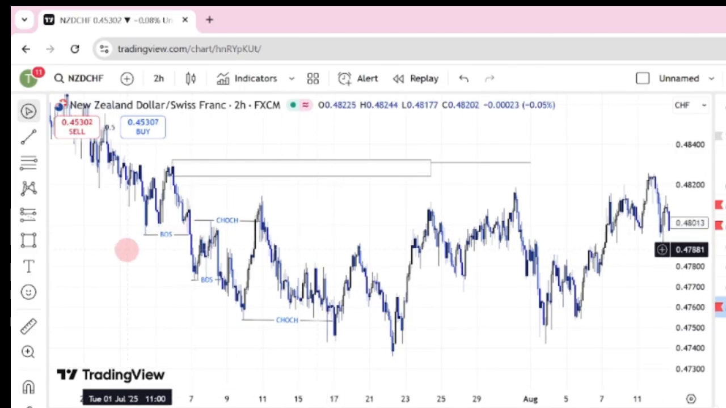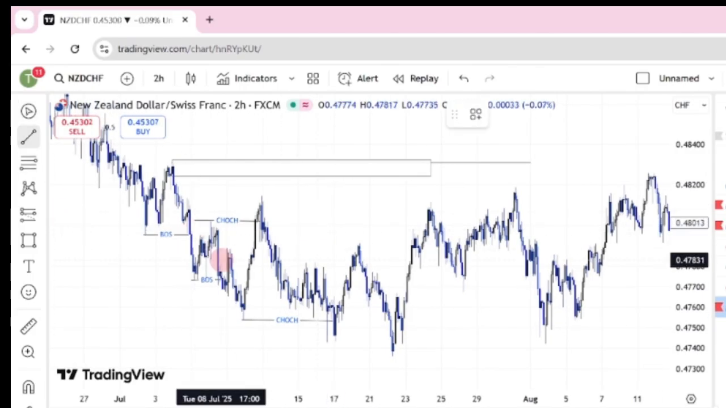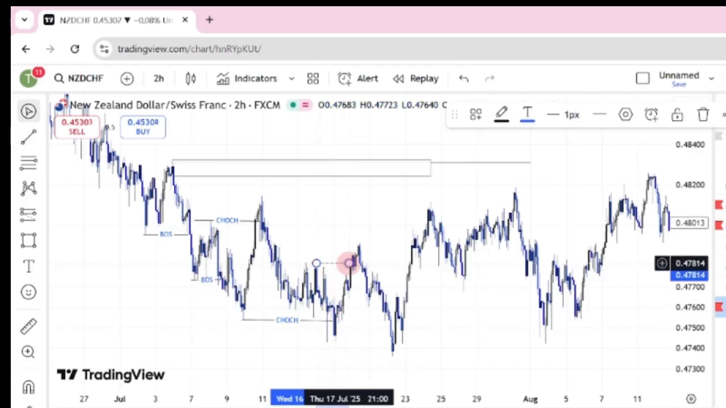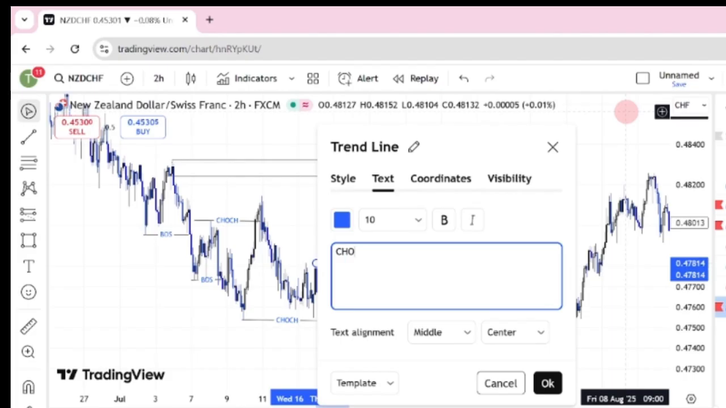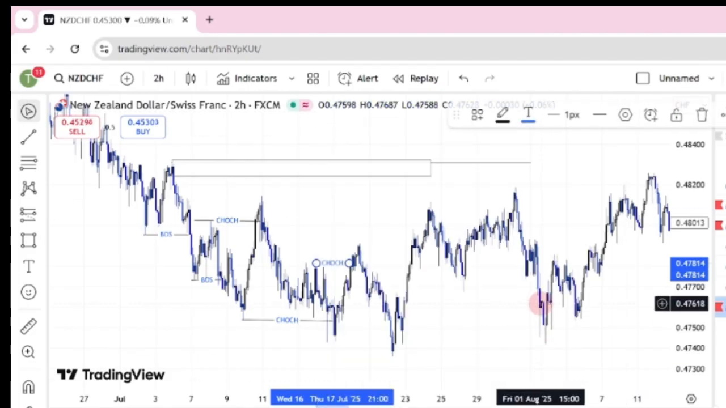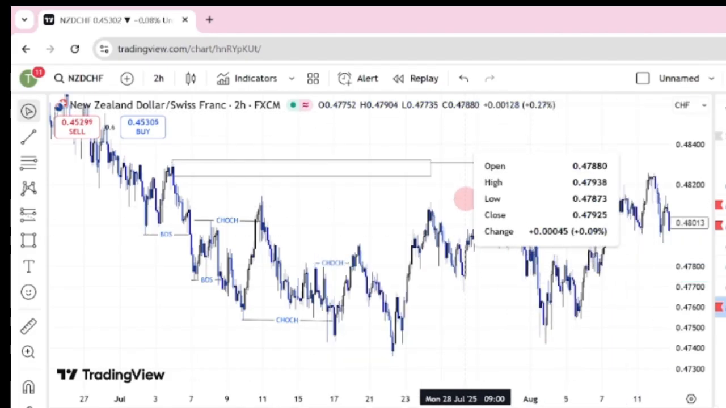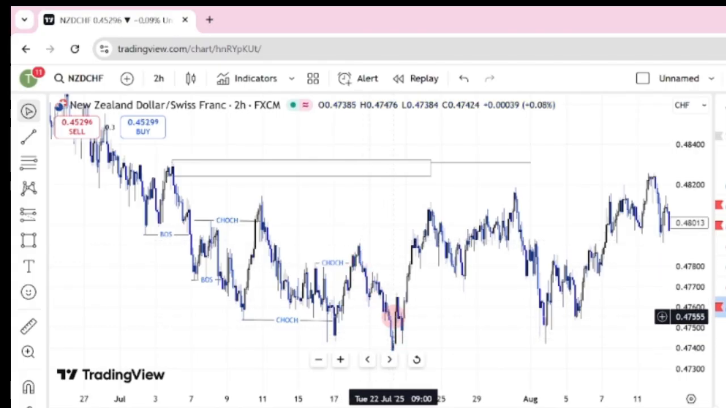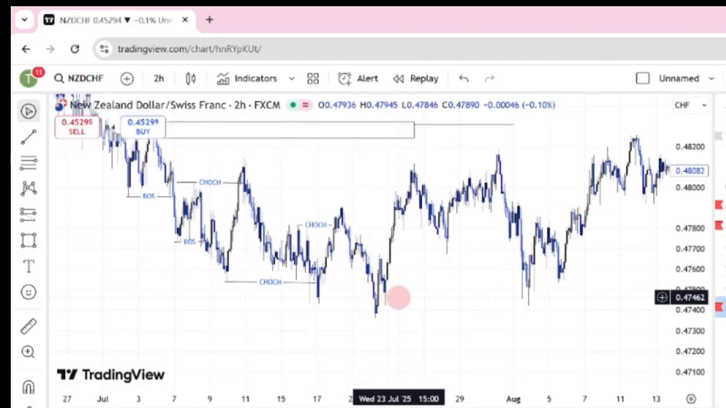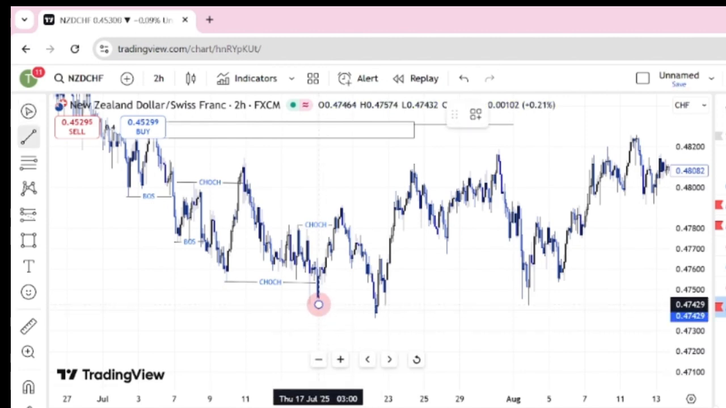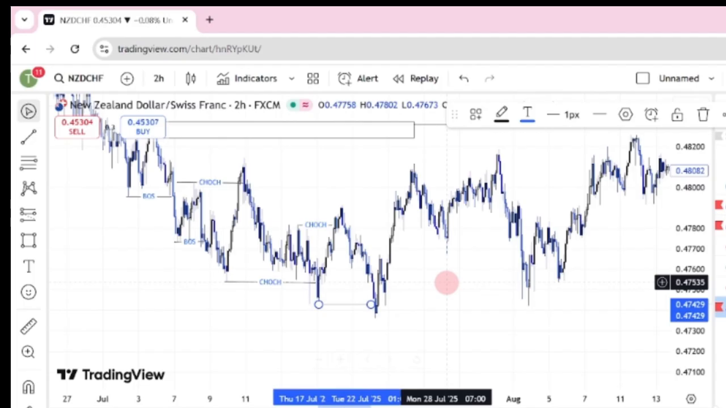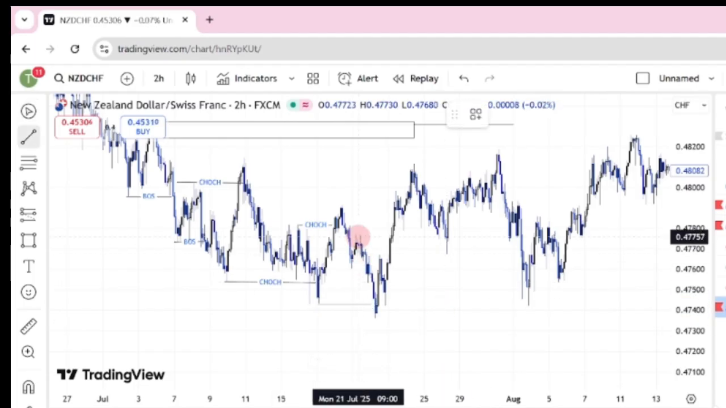So let's look at the price action more. The price pulled back up again, giving us another change of character here. After having this change of character, the price pulled back down again in its opposite direction, which gave us another change of character to the downside, before price finally reversed to the upside again, giving you another change of character to the upside.